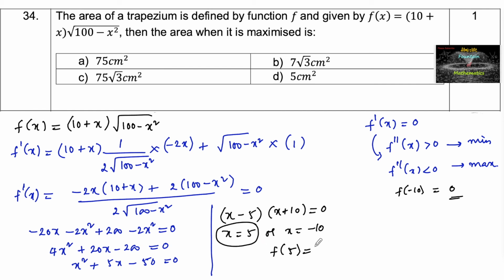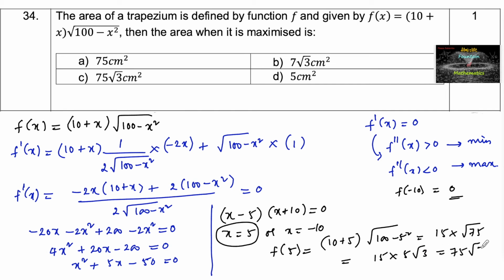So we'll assume that it is maximum at x is equal to 5. Let us check here. F of 5 is equal to 10 plus 5 into root over 100 minus 5 square, which is equal to 15 into root 100 minus 25, that is 75. So 15 into root 75, we can write 25 times 3, so that is 5 root 3. 15 fives are 75, 75 root 3. 75 root 3 square centimeters is the answer. So we can say the maximum area is 75 root 3 square centimeter, that is option C.